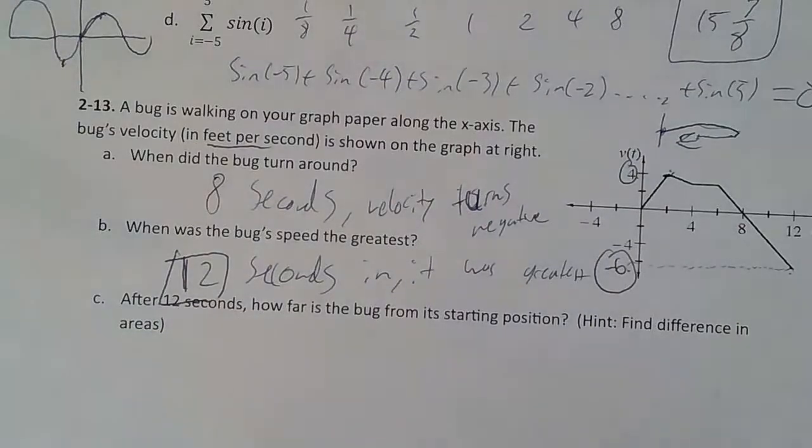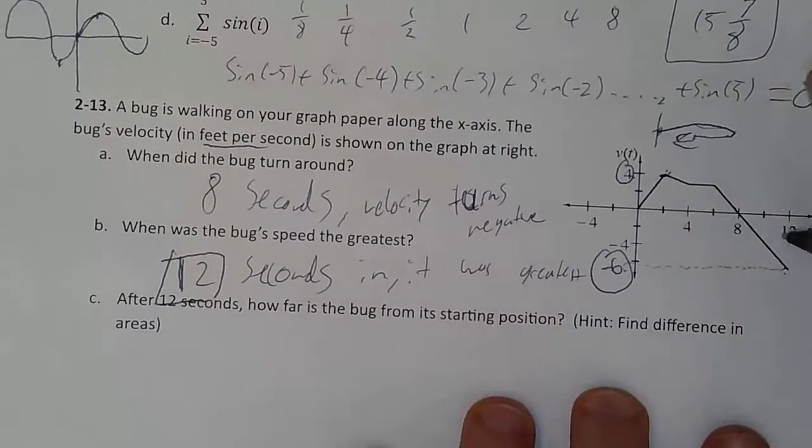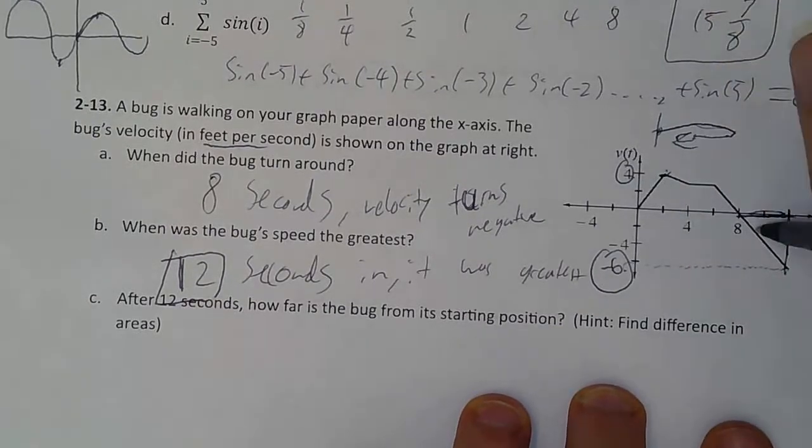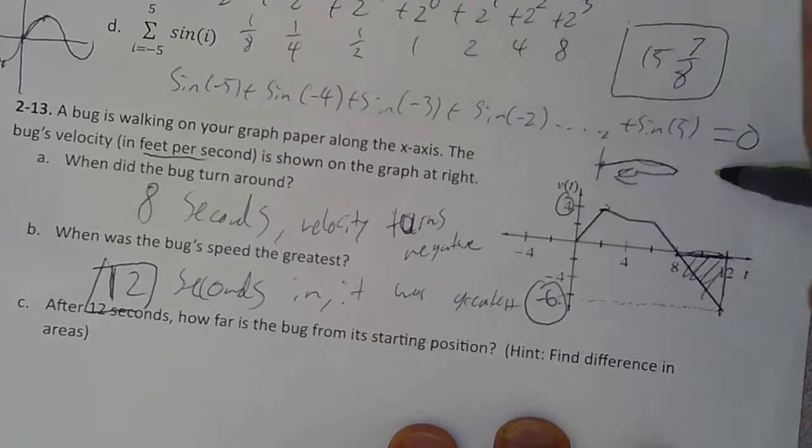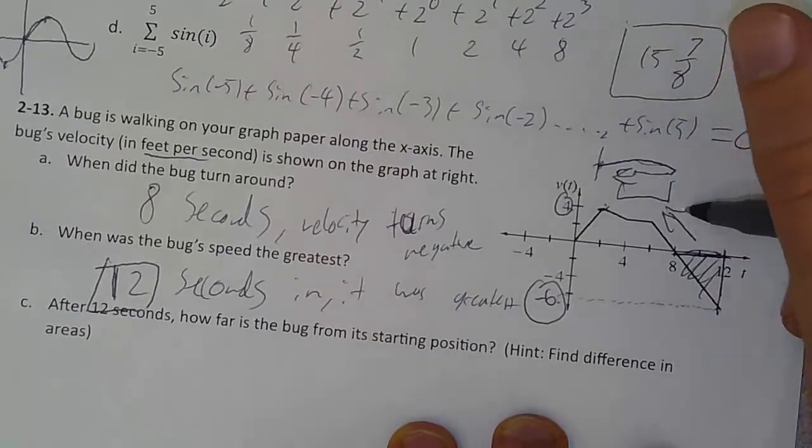After 12 seconds, how far is the bug from starting position? So the hint is find the difference in areas. So this is like the negative, right? This area right here represents this period where it went backwards.